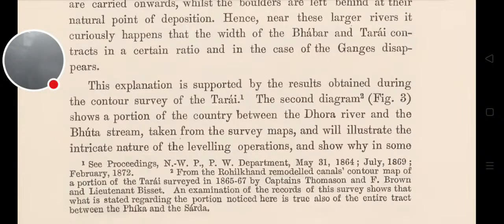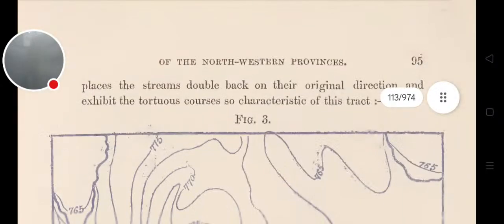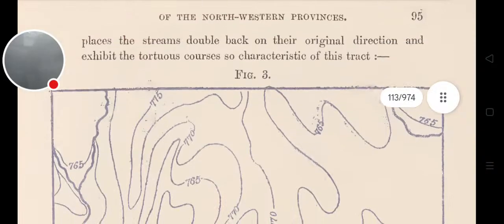This explanation is supported by the results obtained during the contour survey of the Tarai. The second diagram in figure 3 shows a portion of the country between the Dhora river and the Bhuta stream taken from the survey maps, and will illustrate the intricate nature of the leveling operations and show why in some places the streams double back on their original direction and exhibit the tortuous courses so characteristic of this tract.